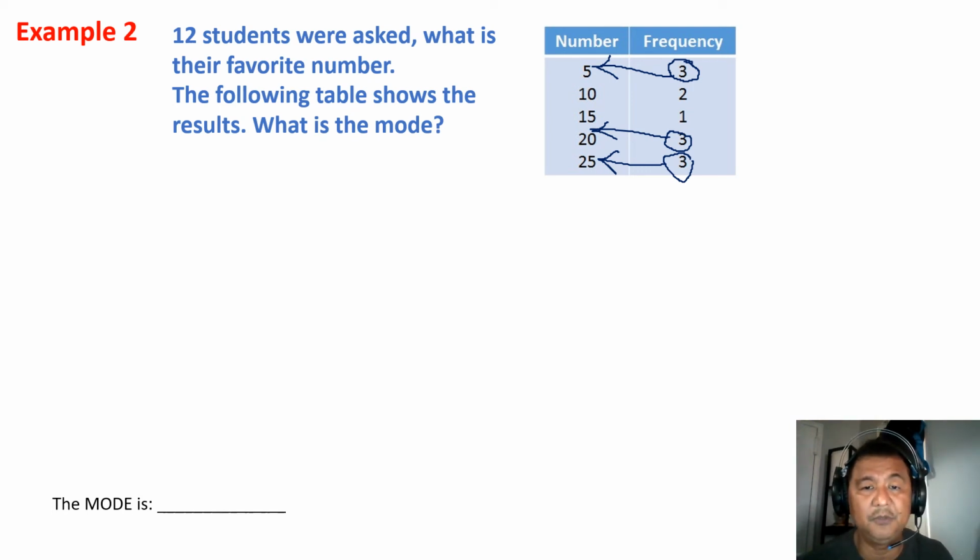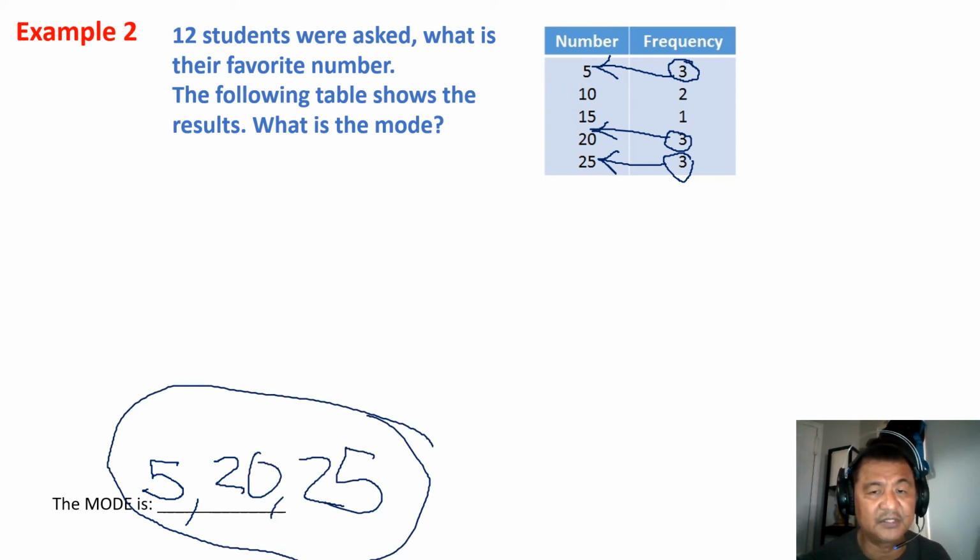So what would be the mode? Will I choose 25 only? Or 20 or 5? Guess what? There could be more than one mode. So you will write all of them. The 5 is a mode, the 20 is a mode, and the 25 is a mode because each of them got a frequency of 3, and they are the most frequent.